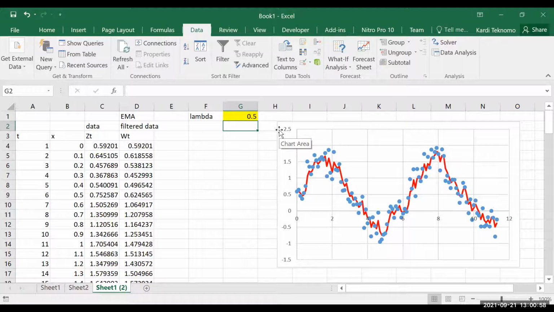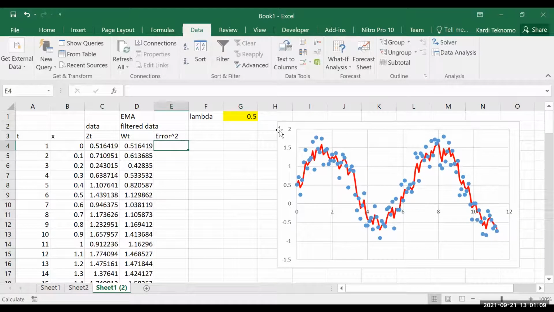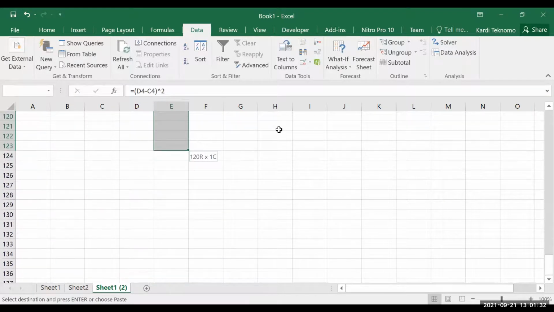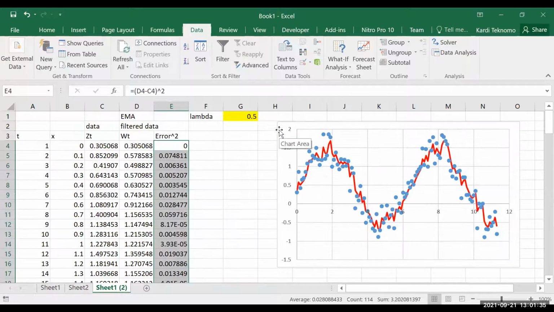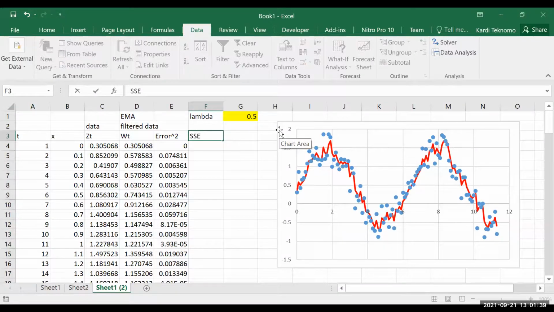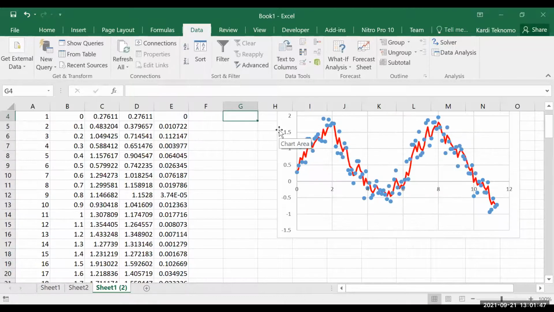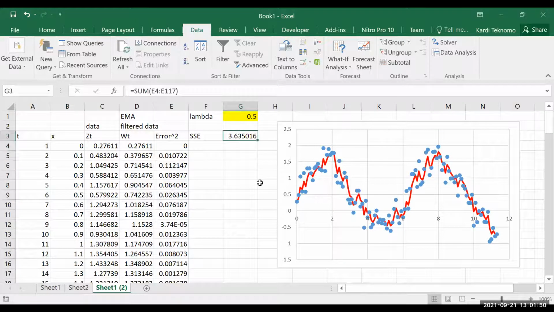So I will set any number, okay, 0.5. And then the idea is to get the error, the error squared. What is the error in this case? The error between the filtered data and the data itself. So you take the filtered data minus the data, and then you square it. You calculate all the errors, then we get the sum of squared errors, which is just the sum of the squared errors.